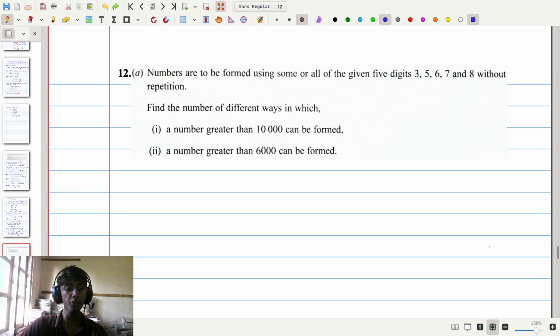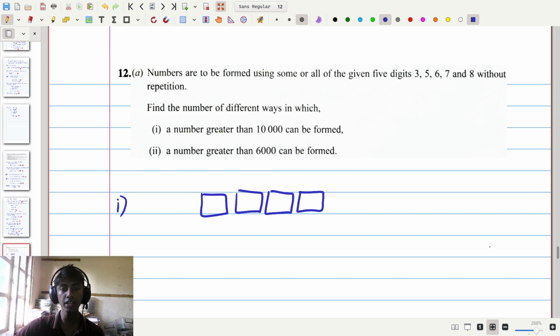Now to start off with this question, if we consider Roman number 1, the first thing that we should immediately realize is that if you have a number greater than 10,000, this number must be at least 5 digits long. Because if you consider a number that's only 4 digits long, the maximum number you get is 9,999, which is going to be less than 10,000. So therefore, the numbers we consider for this answer must be at least 5 digits long.